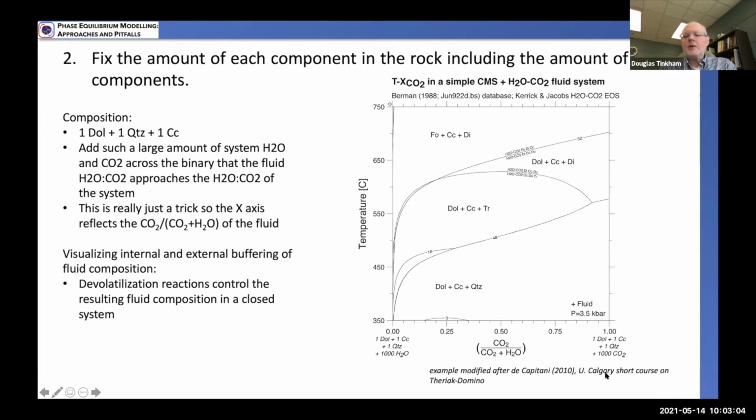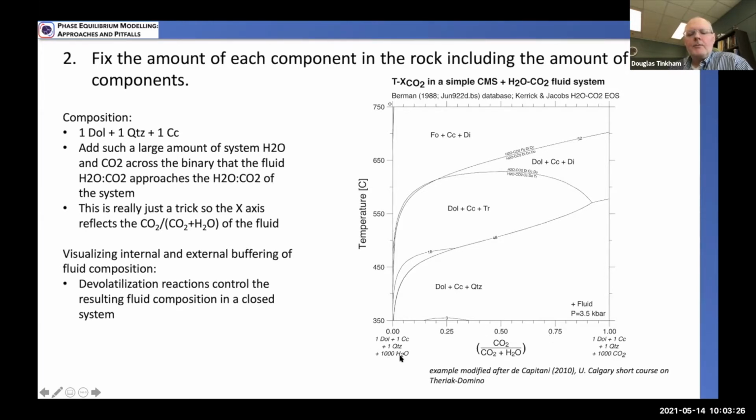The composition here is 1 dolomite plus 1 calcite plus 1 quartz. If you look at the lower left diagram, 1 dolomite, 1 calcite plus quartz, but then we have 1,000 H2O. So this is completely physically unreasonable. You simply have a few crystals floating around in a sea of fluid here. And on the right-hand side, you have 1,000 CO2s.